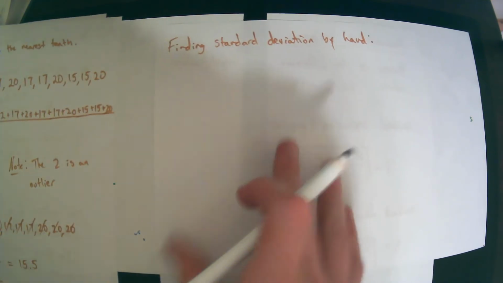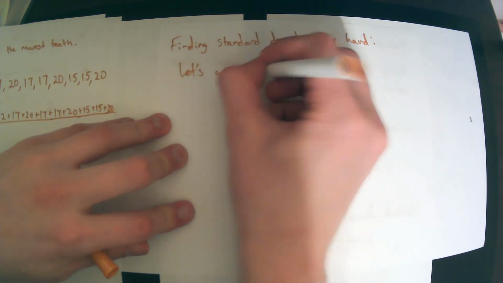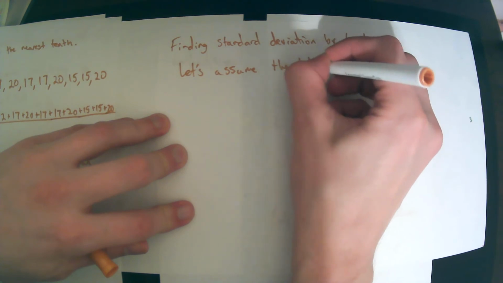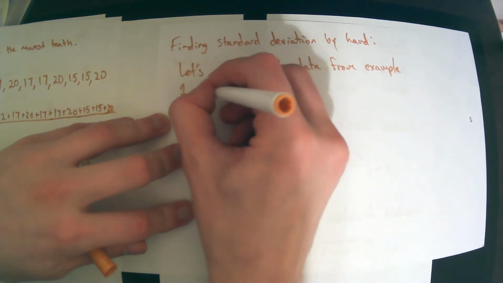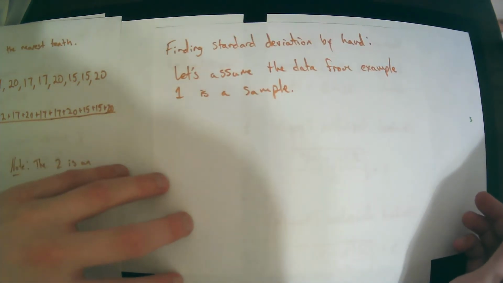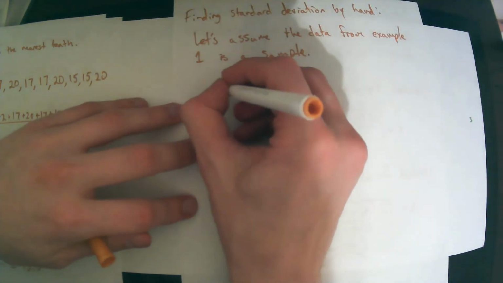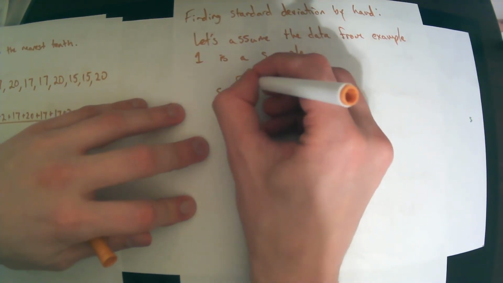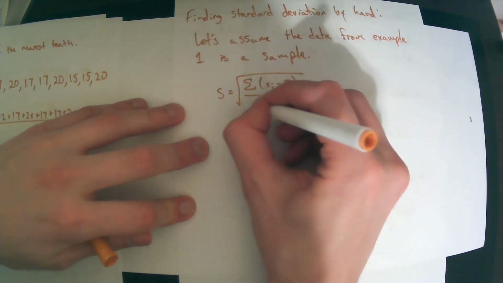is the mean, right? So let me write some stuff down before we get going. Let's assume the data from example 1 is a sample, meaning I will use this formula. Okay, so standard deviation is a big square root of the sum of each data point minus the average, all over little n minus 1. Alright, so how does this go?